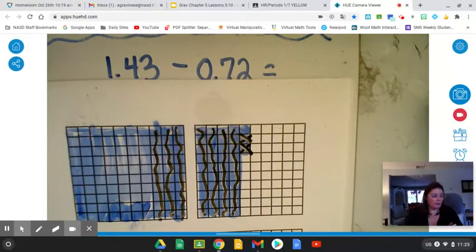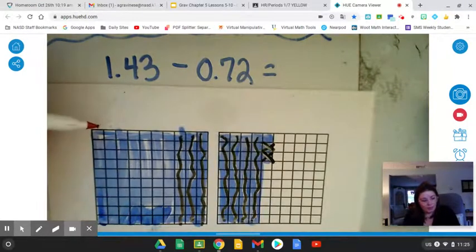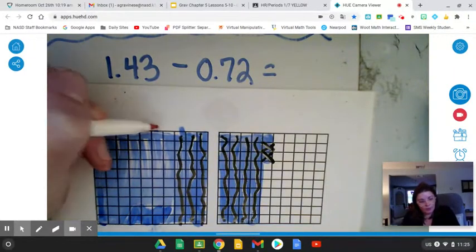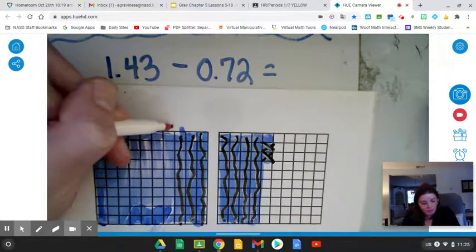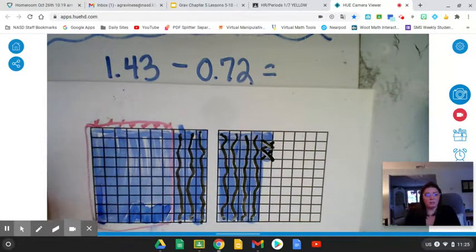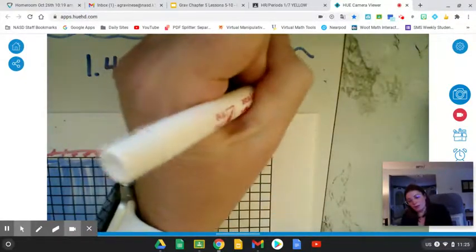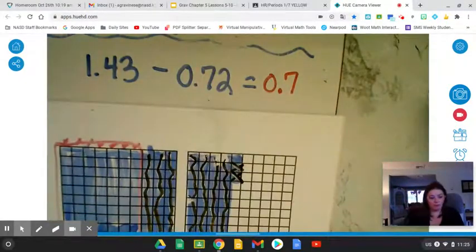All right, let's see what we're left with. I'm going to count. I have 1, 2, 3, 4, 5, 6, 7 whole tenth rods. Okay, so I have 7 in my tenths. I didn't have any wholes left, okay, because I took some of this one away. I have 7 tenths left over.